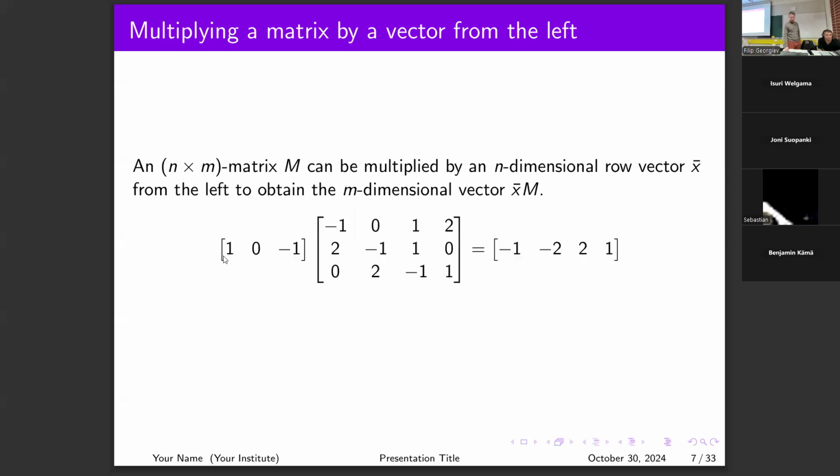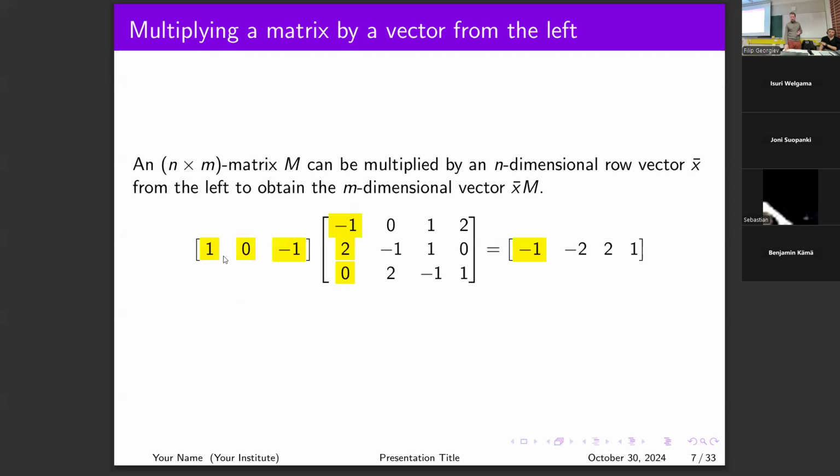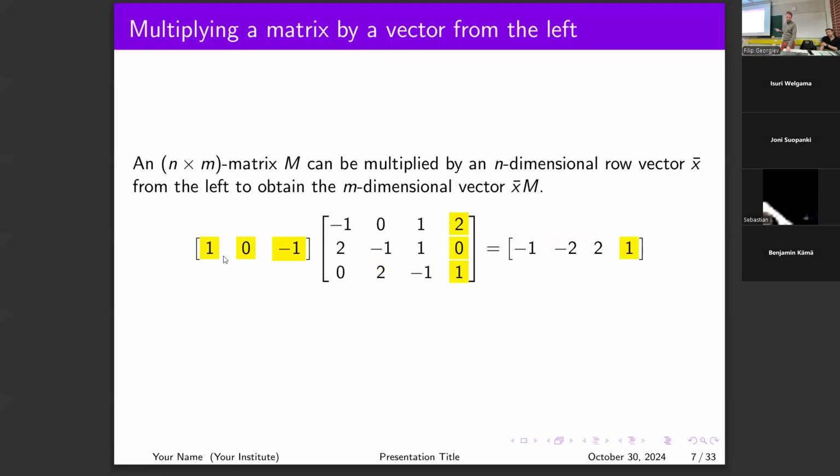Okay, so a matrix can be multiplied by a vector from the left, by a row vector. It has to have the same dimension as the number of rows. And the way it's done is that we take dot products with each column. So the first number is the result of taking the dot product with the first column. The second number is the result of taking the dot product with the second column. Third, fourth, and so on.